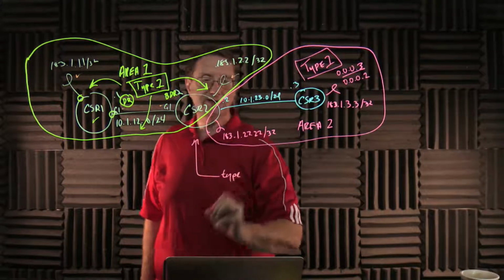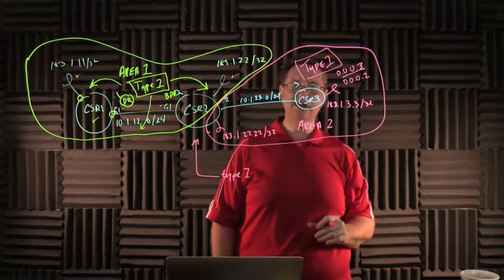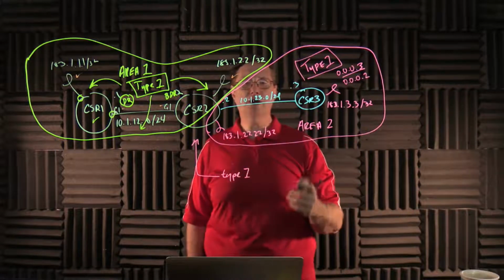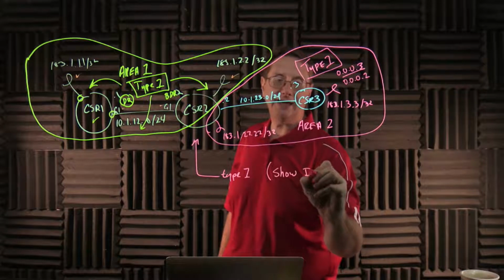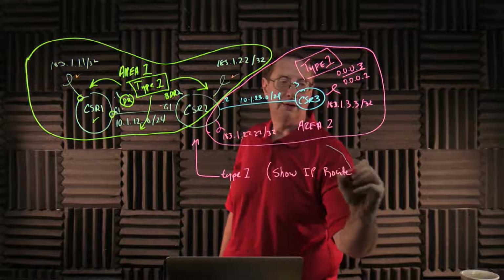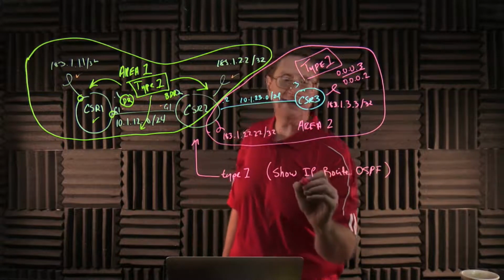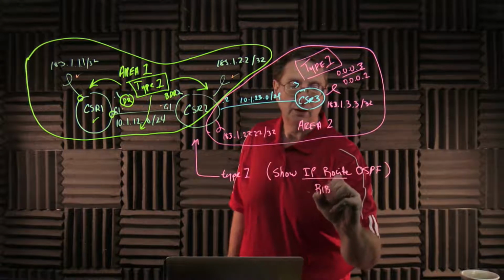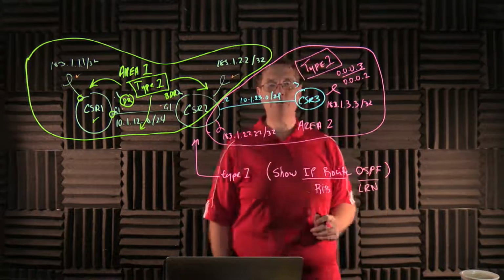Now when we look at this from the perspective of the device, I'm going to go to CSR2 and I want to talk about what is going to be the result of some show commands. So my first show command is going to be show IP route OSPF. Now what that's going to do is show me the contents of the routing information base regarding prefixes that were learned via OSPF.